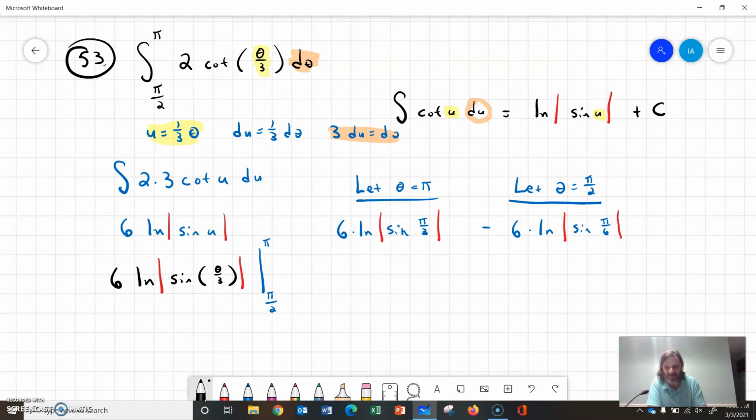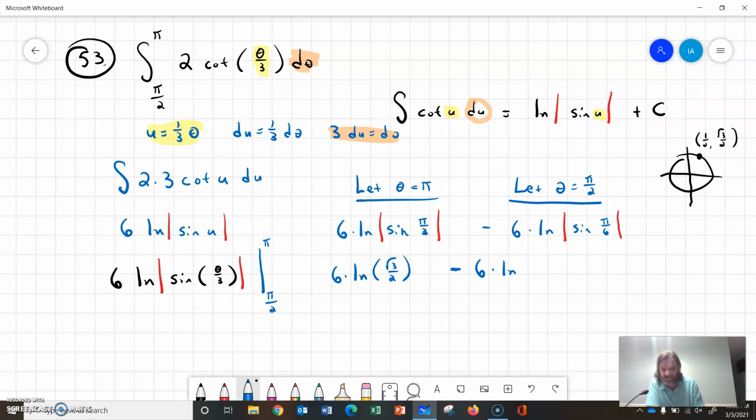So now we just need to evaluate these. So let's see if I can do that. I'm going to draw a little unit circle over here. Up here at the 60-degree angle, the coordinate is 1/2, square root of 3 over 2, and the sine goes with the y. So this is going to give me 6 times the natural log of, I know it's going to be positive, square root of 3 over 2. Then it'll be minus 6 times the natural log, and now I need the sine at pi over 6, which is down here, and that'll be switching those coordinates, so the y value when we get down to pi over 6, or the 30-degree angle, will be 1/2.